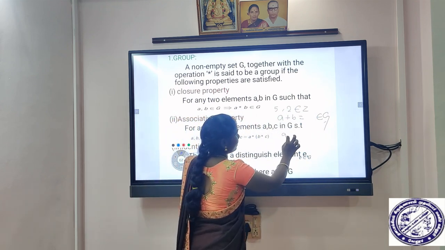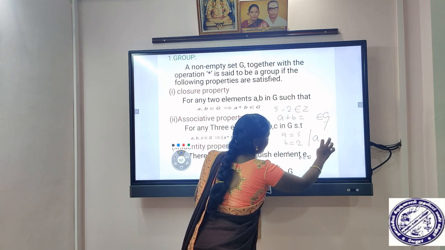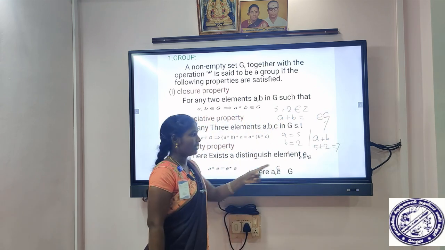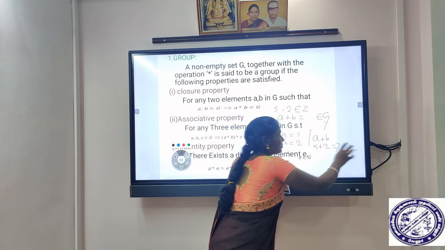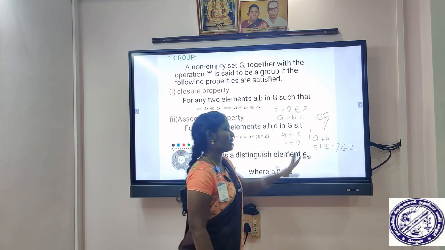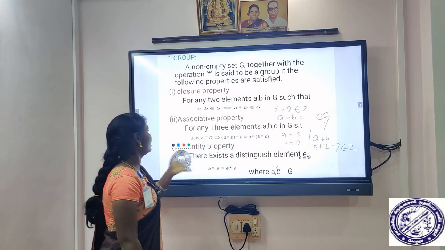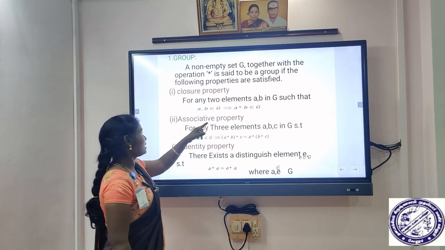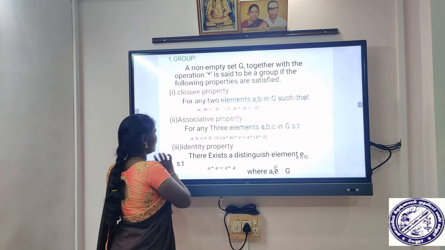The a value is equal to 5 and b value is equal to 2. So the condition is a plus b. So 5 plus 2 equals 7. 7 belongs to the given set G, which is Z. So 7 also belongs to Z. So the closure property satisfies the given condition. Next one is the associative property. So what is the associative property? I choose three elements.